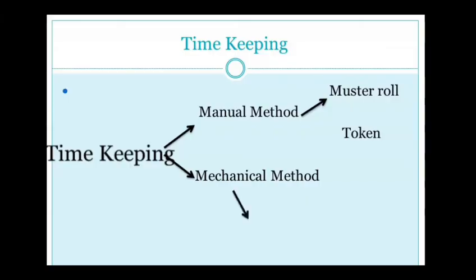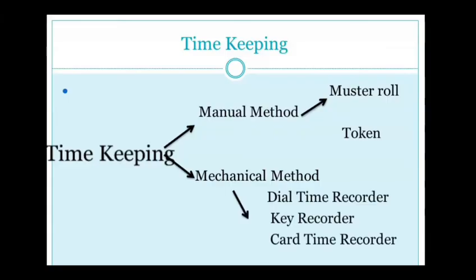The next one is the mechanical method. This mechanical method is divided into the dial time recorder, the key recorder and the card time recorder. The dial time recorder has a clock with several holes with identification numbers. The worker presses the dial arm into the hole which denotes his number. Then the time is recorded automatically.